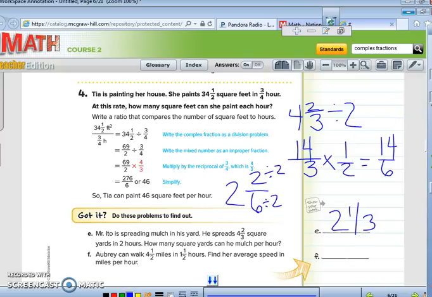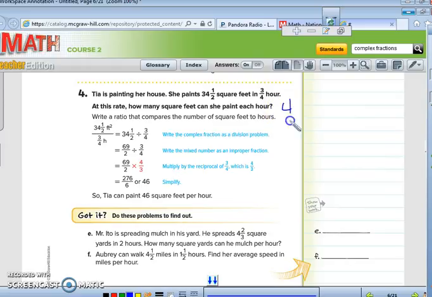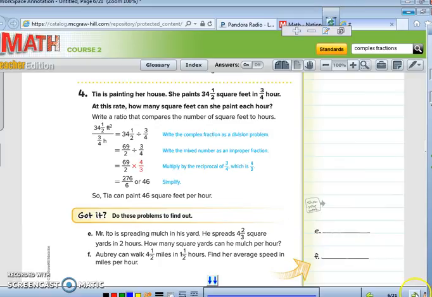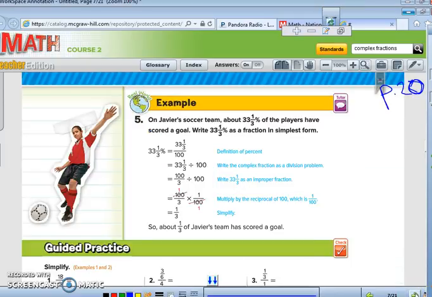On the next problem, same thing, division obviously, because that's what the chapter is about. And so it would change to 9 over 2. And then 3 over 2. Now we do keep, change, flip. 18 over 6. And 6 goes into 18 3 times, so that would be my answer. Okay, going to the next one. We're not going to talk about percent, so you can skip example 5.